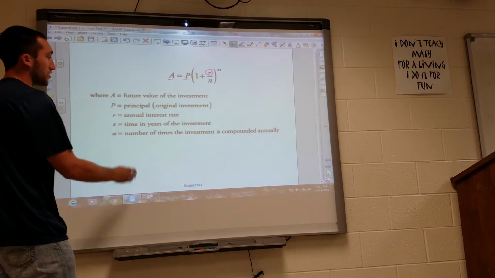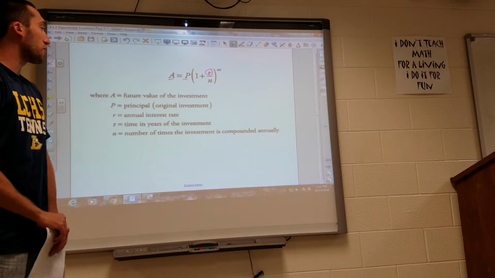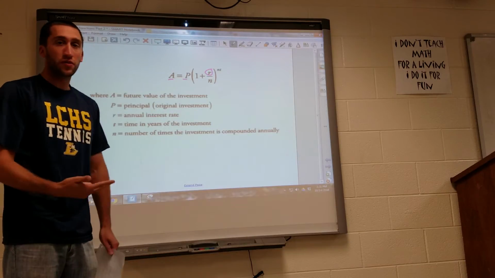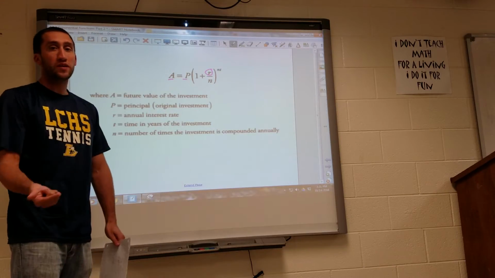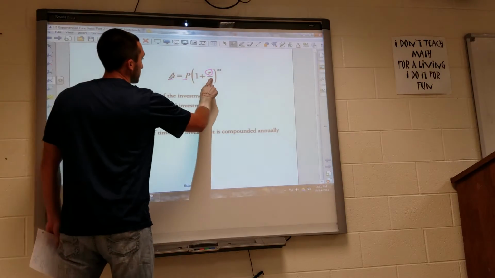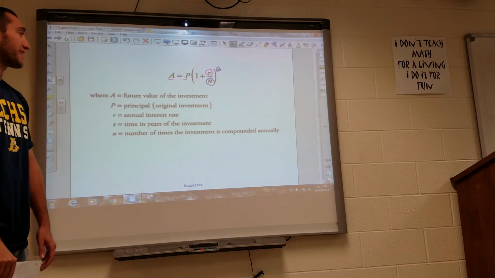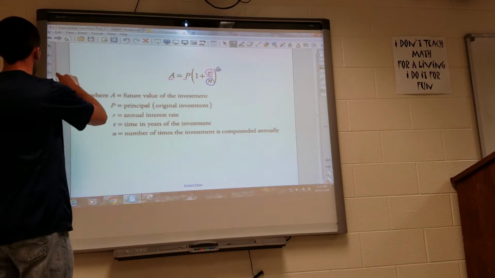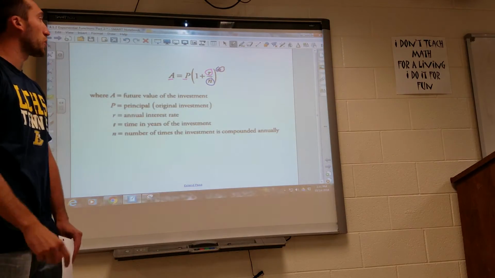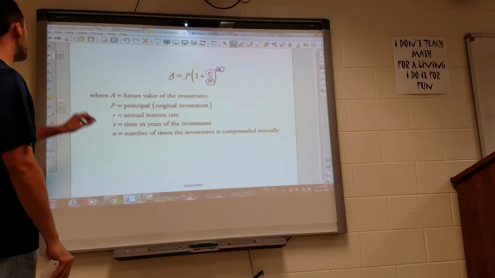And then N is the number of times the interest is compounded annually. So they'll tell you compounded monthly, compounded weekly, compounded semi-annually, compounded annually would just be one time a year. We plug that in for the N here and the N here. And then T is the number of years that you're investing or borrowing that money, multiplied by our N in the exponent.